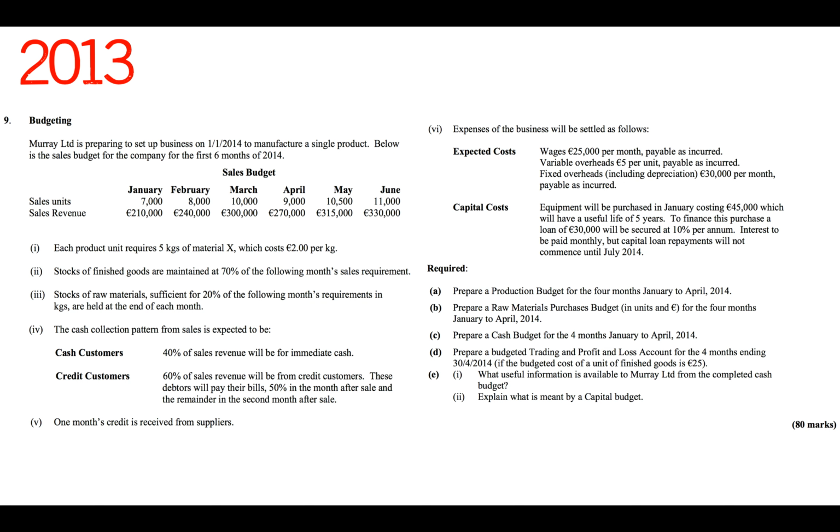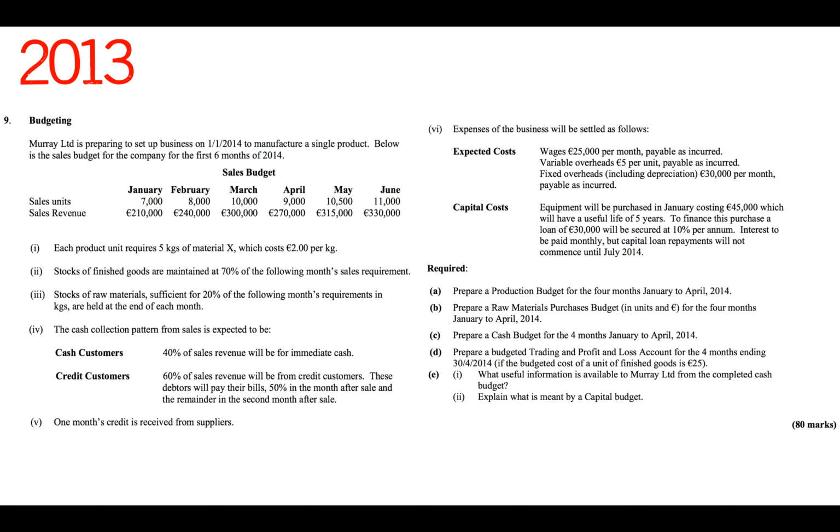Note 6, expenses of the business will be settled as follows. Expected costs: wages, €25,000 per month, payable as incurred. Variable overheads, €5 per unit, payable as incurred. Fixed overheads, including depreciation, €30,000 per month, payable as incurred.